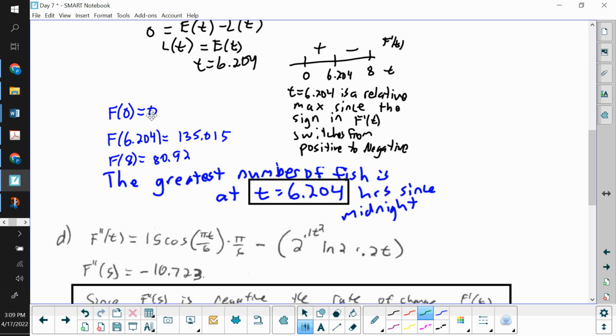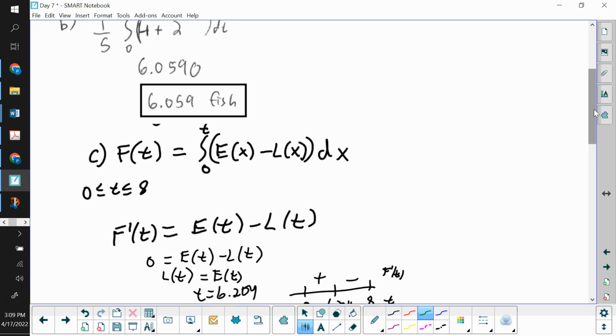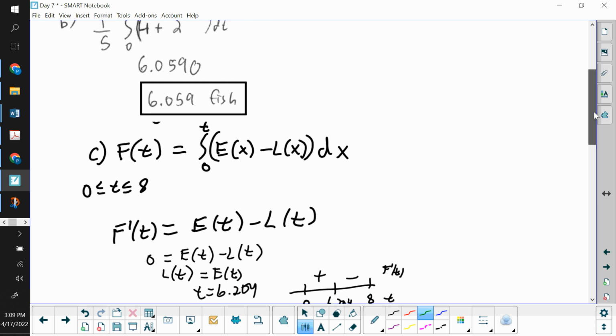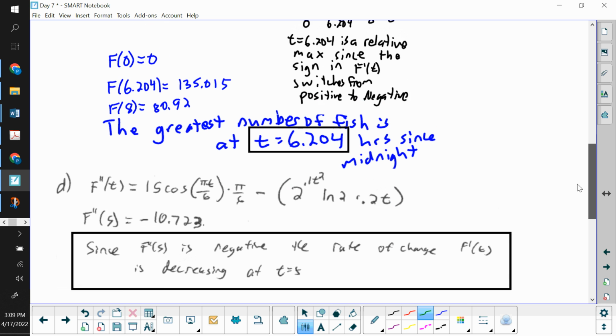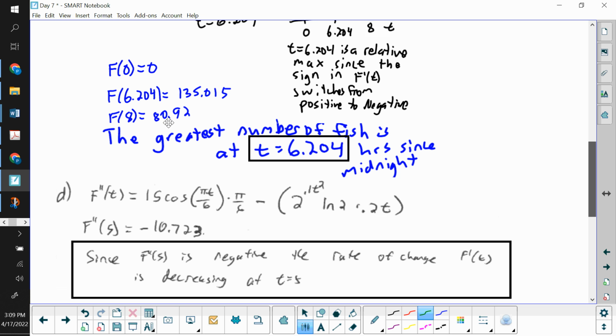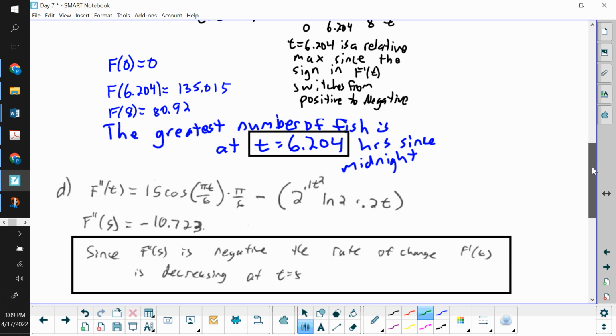And then to find the overall max, we've got to check the endpoints and that relative. So f of 0, we had just hypothetically said it was starting at 0. F of 6.204. We'll now just go back up here, and in our f, just do the integral from 0 to 6.204. We get 135 and change, and then do it at 8 also. So we find out that the largest number of fish is going to be when t is equal to 6.204 hours since midnight.